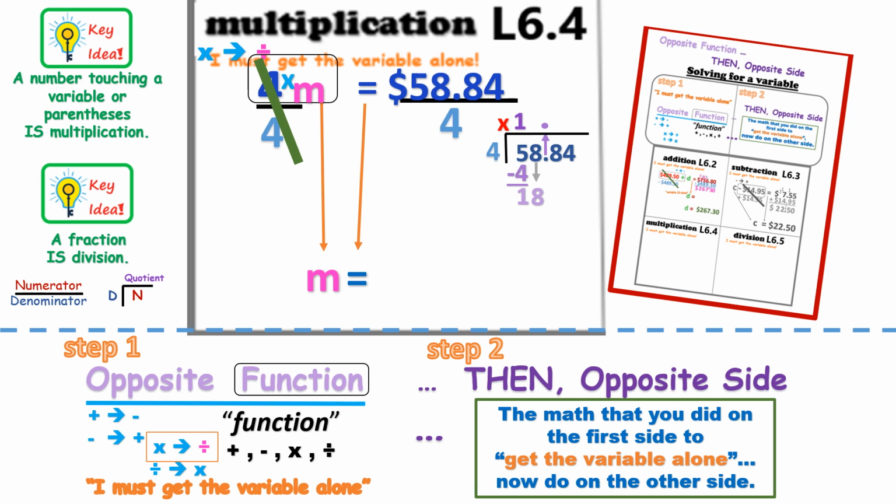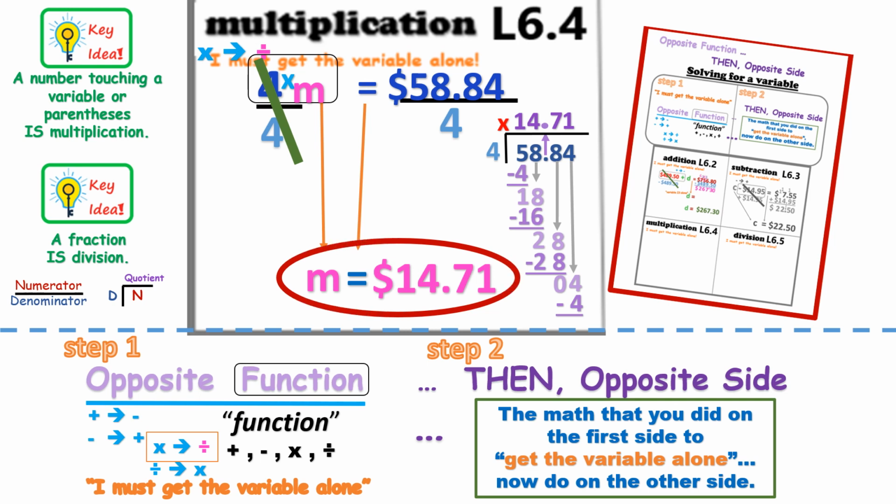If you need to, type in 18 divided by 4, you're going to see 4 and stuff. 4 times 4 is 16. So you're only going to keep the 4, and that'll give you a 16 with a remainder of 2. I bring down my next number, which is an 8. 4 goes into 28 how many times? 7 times, because that's 28. And therefore, I bring down my 4, and 4 goes into 4 one time. So I end up with $14.71. I end up with M is equal to $14.71. This should now be written on your handout, and we should be able to reference this every time we're doing a math problem. Moving on.